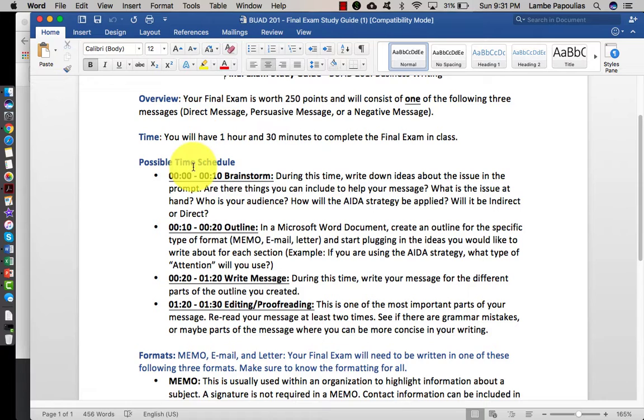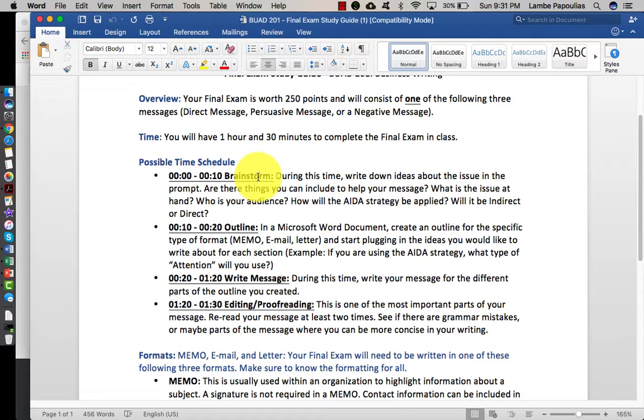Here's a possible time schedule. For the first 10 minutes, brainstorm. During this time, write down ideas about the issue and the prompt. Maybe there are things that can help your message. If so, what are they? Who's your audience? How will you use the ADA strategy? How will the ADA strategy be applied if you do use it? Will it be indirect? Is it direct?